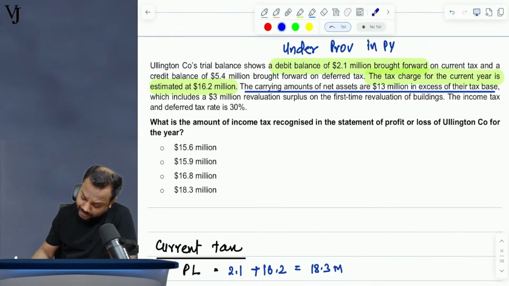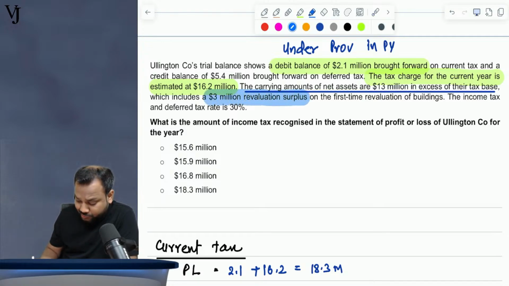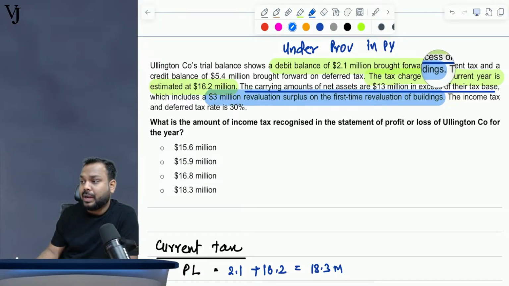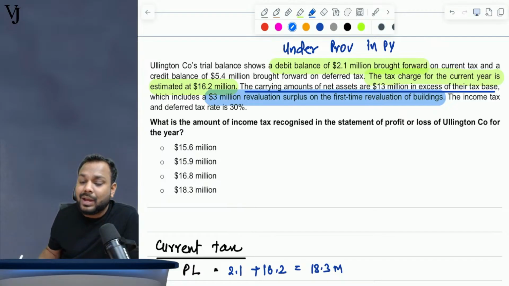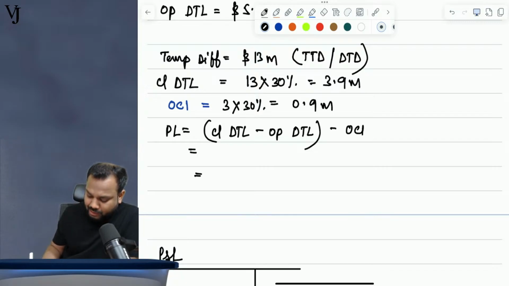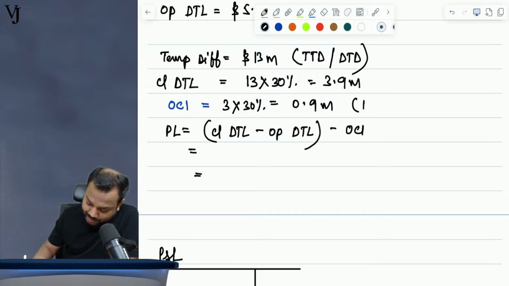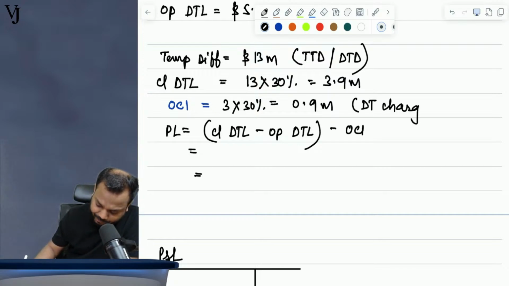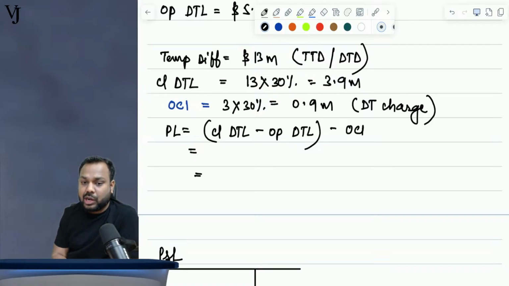Now the question says that in this 13 million, there is a 3 million revaluation surplus on the first time revaluation of the building. Now tell me, revaluation of building, where will the impact go? Other comprehensive income. So where will the deferred tax impact go? Other comprehensive income, right? So 3 million multiplied by 30% is 0.9 million. This will go to other comprehensive income as deferred tax charge.